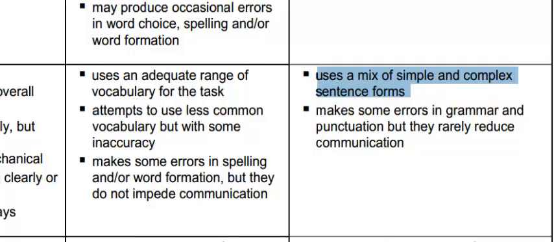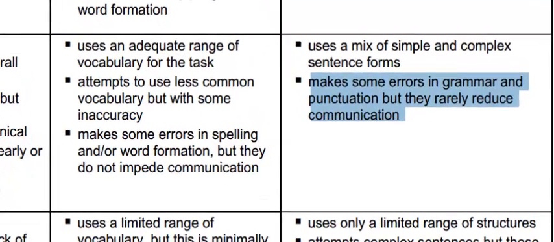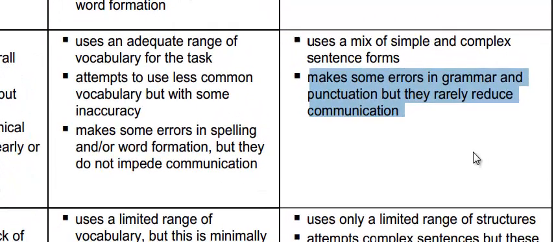So it's actually better to break down longer sentences with more than one idea into shorter sentences. And the benefit of doing this is that you'll reduce the chance of making grammatical mistakes, which, as we saw, is the second element of this Band Score 6 descriptor. When it reads, make some errors in grammar and punctuation, but they rarely reduce communication, this is again referring to your ability to link your ideas together with grammatical accuracy.